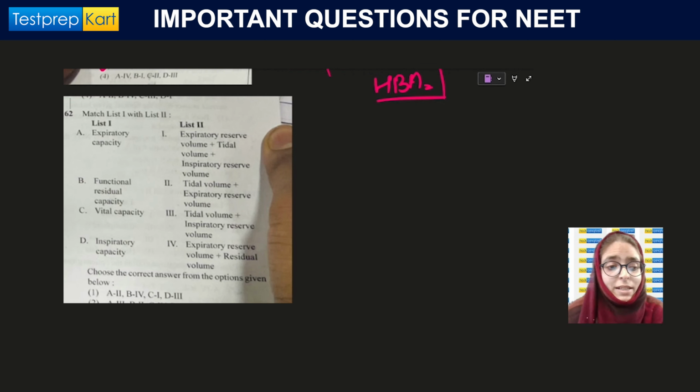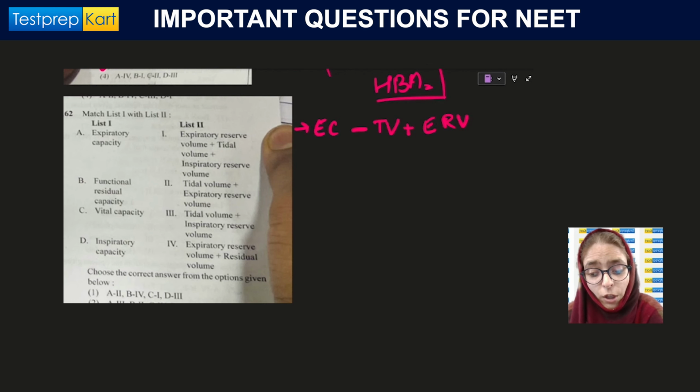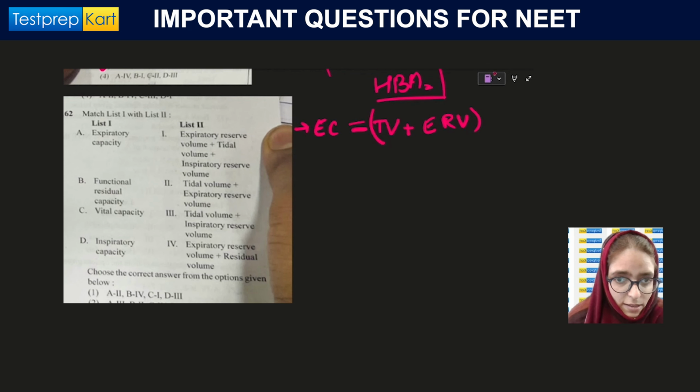First of all, what is expiratory capacity, which in short form is written as EC? It is the total volume of air that a person can expire after a normal inspiration. It includes two things: the first one is the tidal volume, TV, plus expiratory reserve volume. This is the formula: EC is equal to TV plus ERV. Now we will see from these options which one is this. TV plus ERV. That means A matches with part B.